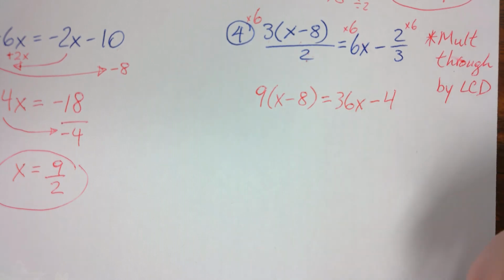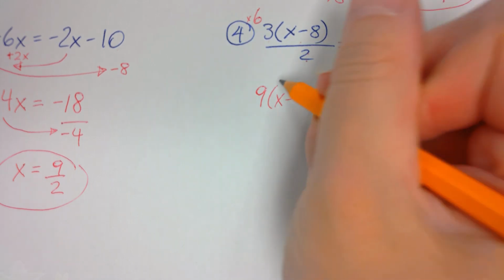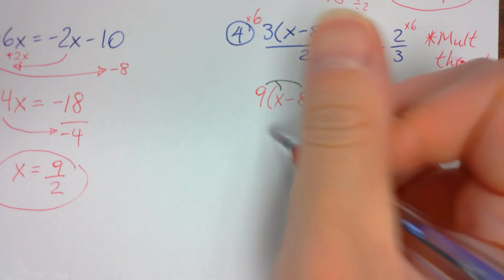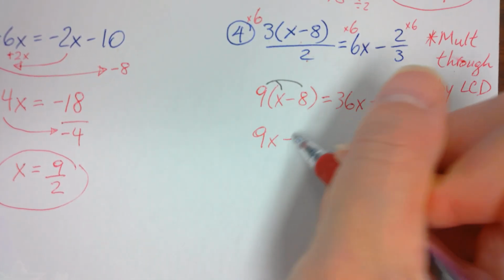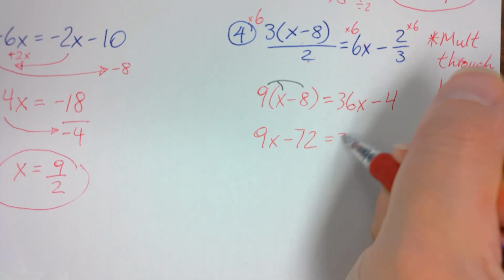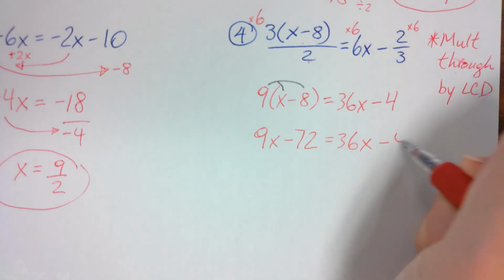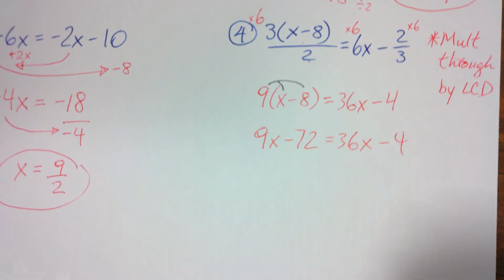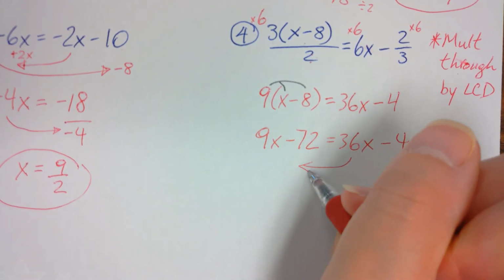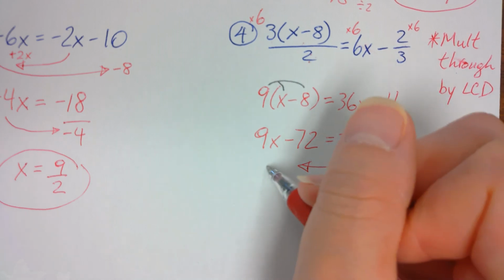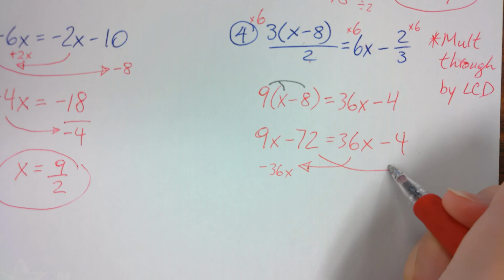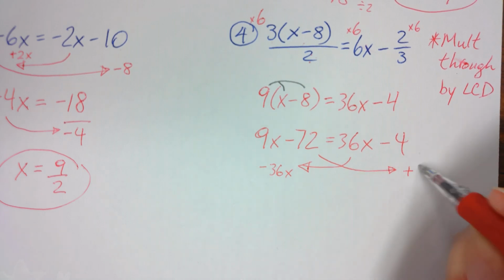Okay? Now I can distribute. I can get rid of the bracket by multiplying. So 9x minus 72 equals 36x minus 4. Okay, so now this is just like example 3. Move the 36x over, it becomes minus 36x. Move that negative 72 over, it becomes plus 72.